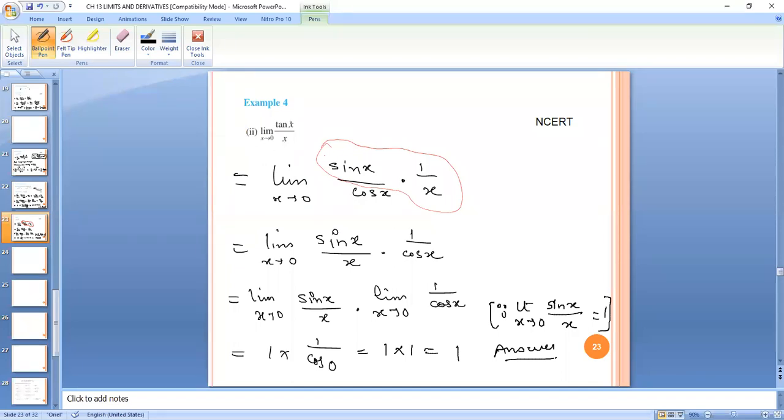Limit x tending to 0, tangent x upon x. So for tangent x, you can write sin x upon cos x into 1 by x as it is. You are just rearranging the terms because you know the formulas: sin x upon x on one side and 1 upon cos x on the other side. So limit x tending to 0, sin x upon x, into limit x tending to 0, 1 upon cos x. Sin x upon x will return you 1, and 1 upon cos x is cos 0, which is 1. So 1 into 1, 1 is the answer.